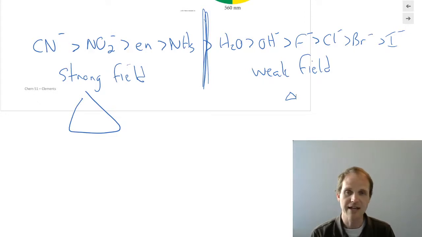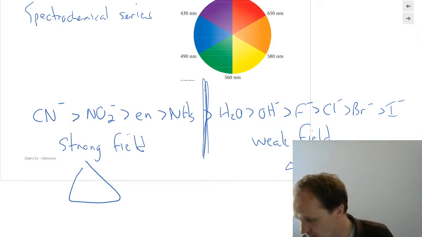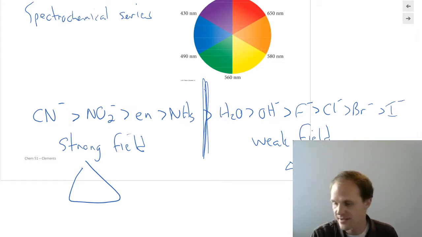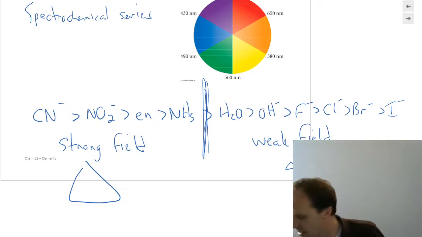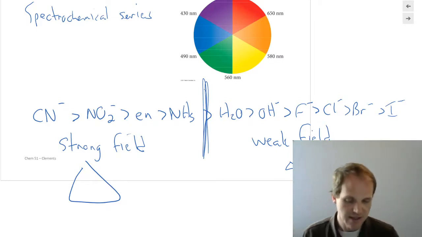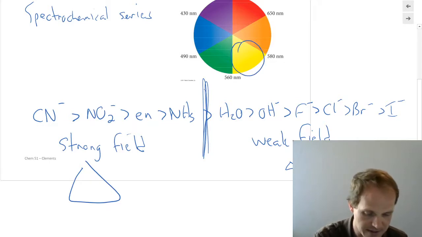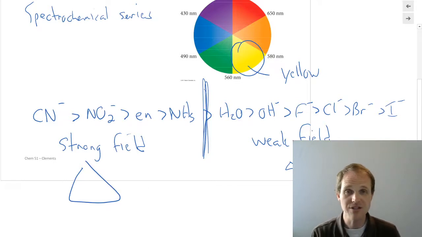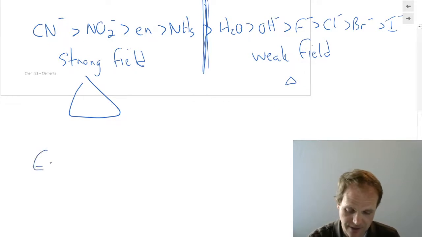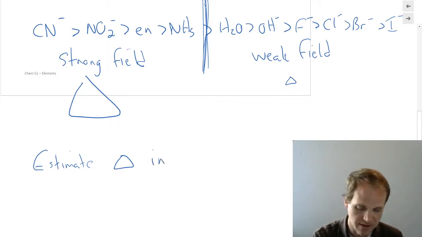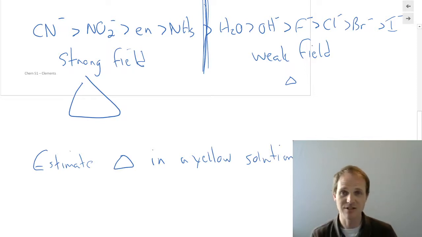Another thing we can do is look at the actual energies of these things. Let's say we had a complex, and it was a yellow complex. So we had a solution that was yellow. What we can actually do is estimate the d-orbital splitting, delta, in a yellow solution. How are we going to do that?